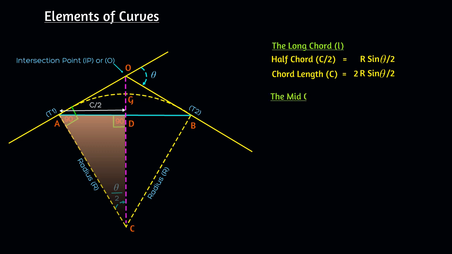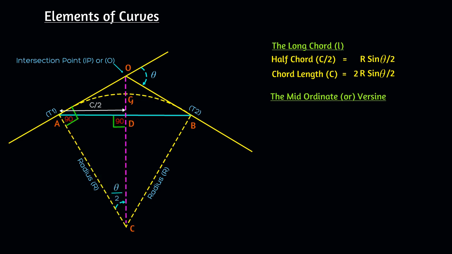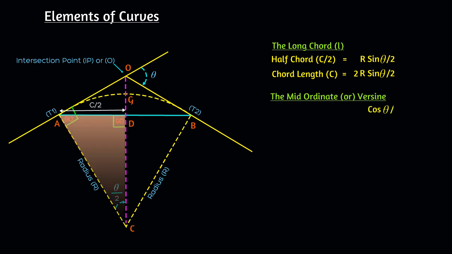Finally, let us see about the midordinate M, or the versine. By using the same right-angled triangle, cos theta by 2 equals the adjacent side by the hypotenuse. Here, the adjacent side is CD, and the hypotenuse is the radius r. Now, the length of CD equals r into cos theta by 2. And the midordinate M equals r minus r cos theta by 2.